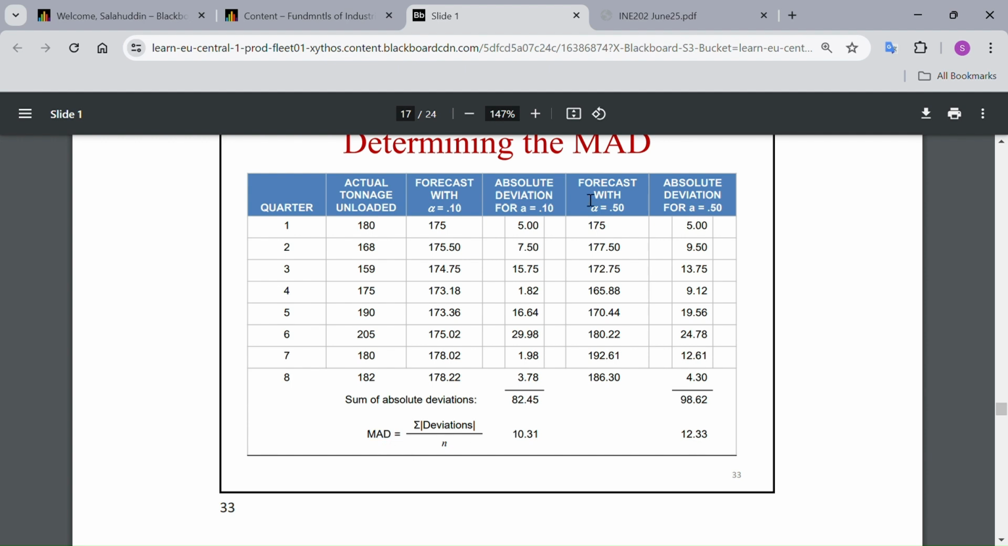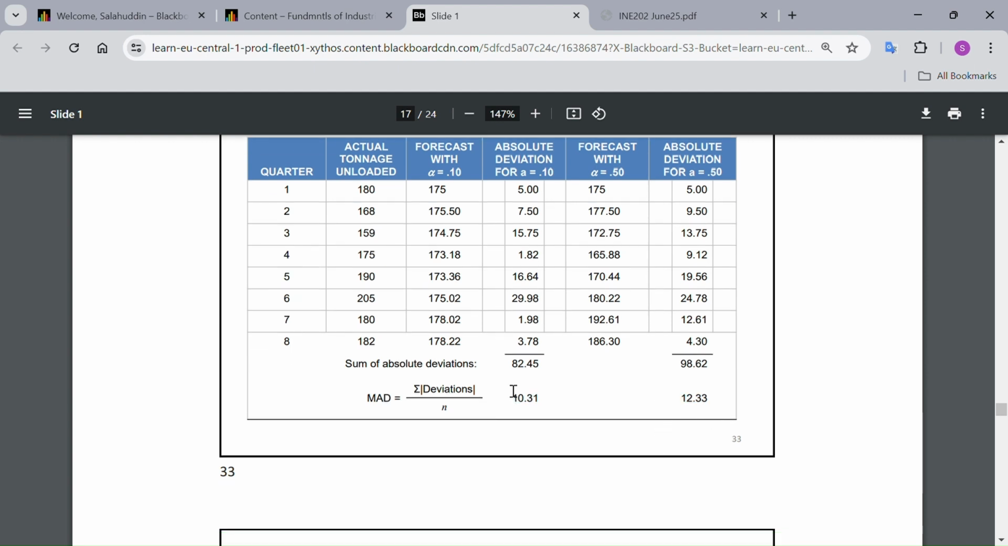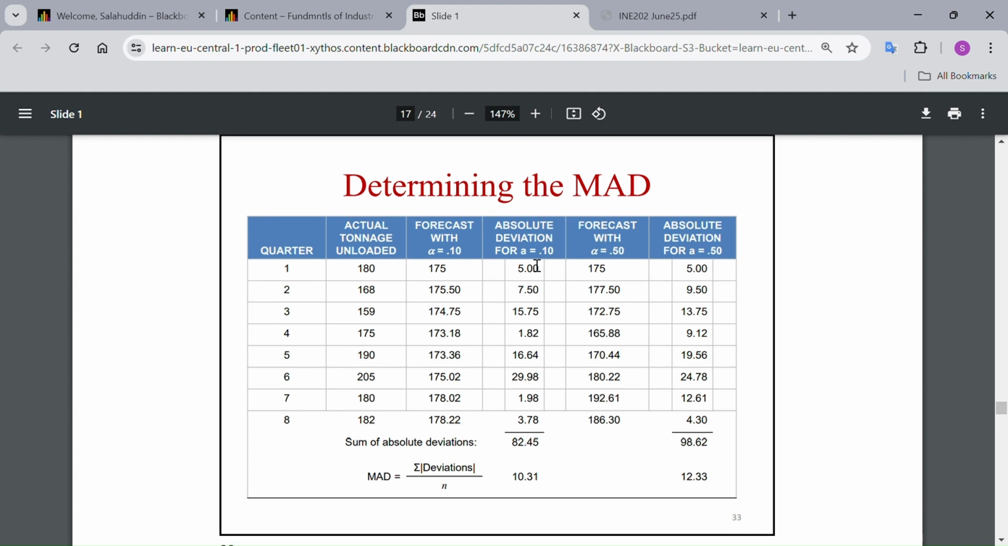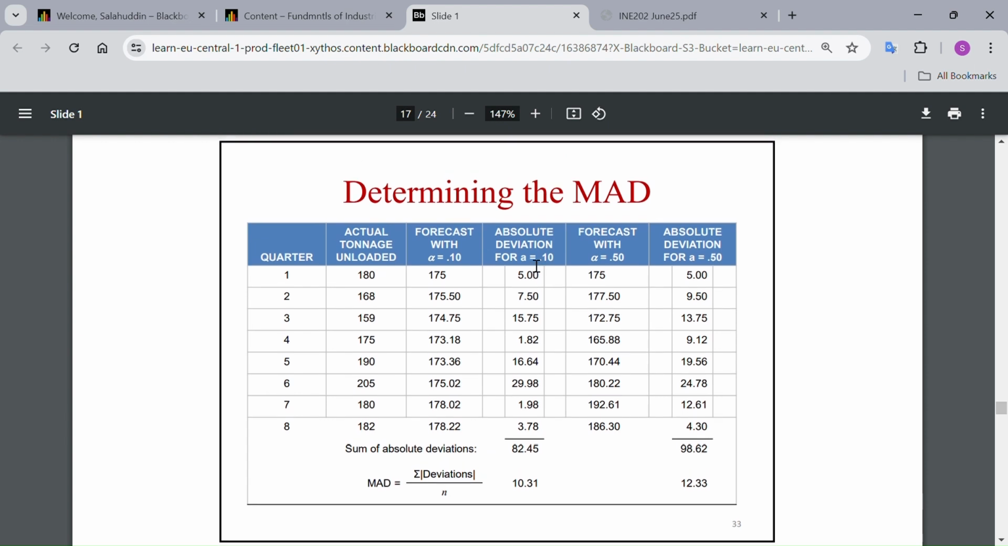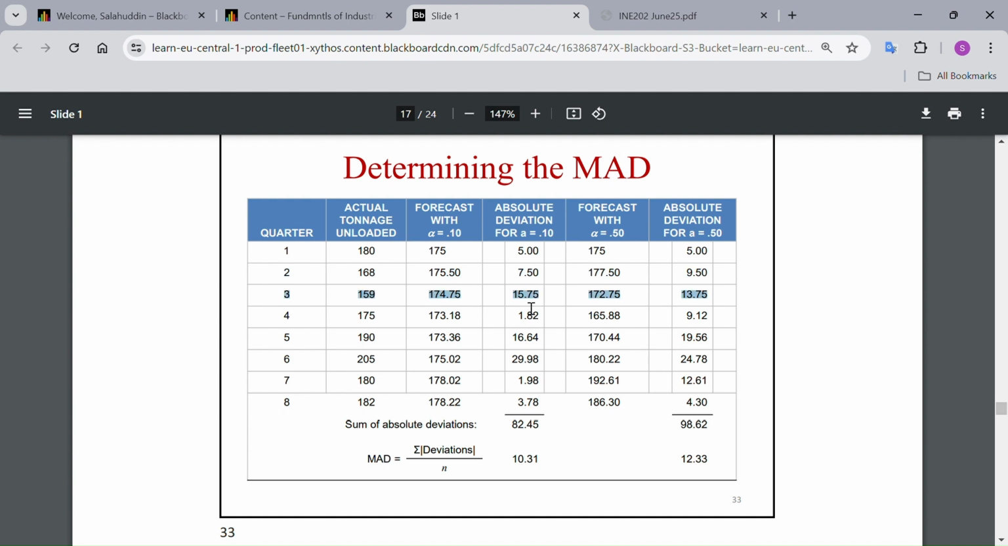So here we can see for alpha 0.5, the absolute deviations were summed up and then divided by their number, divided by 8, which gives us 12.3, which is a higher value, and we want to minimize the error, so we're going to take alpha equals 0.10. And this could be more of a stable trend. You can know that from the value of alpha. Since alpha is 0.10, which is a small value, without plotting we can know that this is more of a stable trend or a stable plot or data.